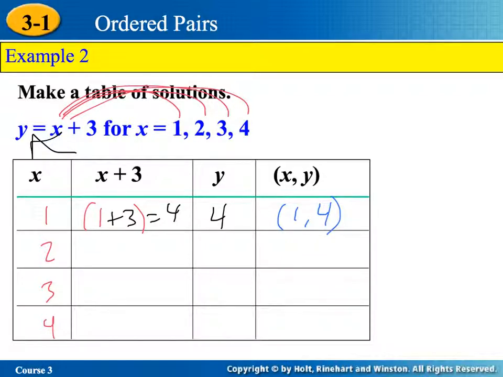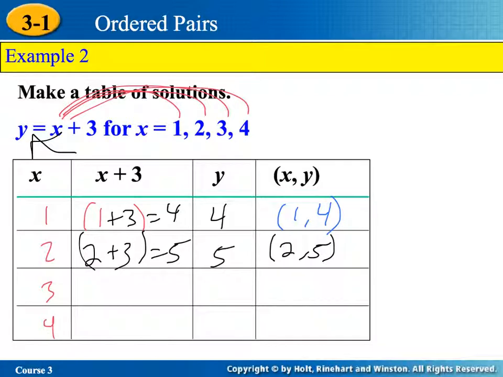Okay, so try that for 2, 3, and 4. Pause now, give that one a shot. Okay, so when you look at this, you will plug in your 2, and you get 2 plus 3. What is 2 plus 3? 5, which means your y is 5 here. My point, (2, 5). Make sure I have the parentheses in there.